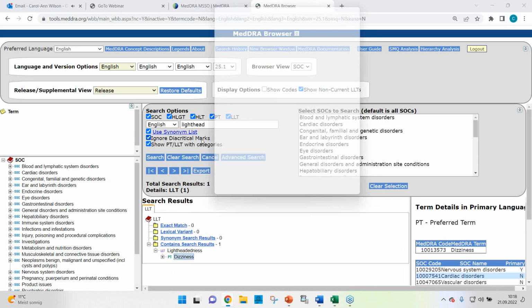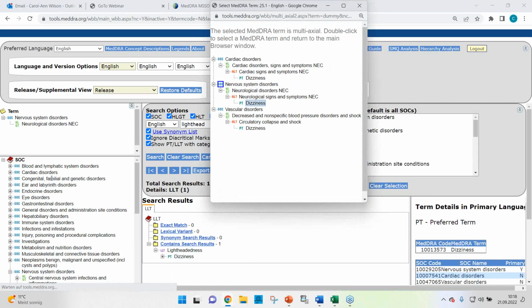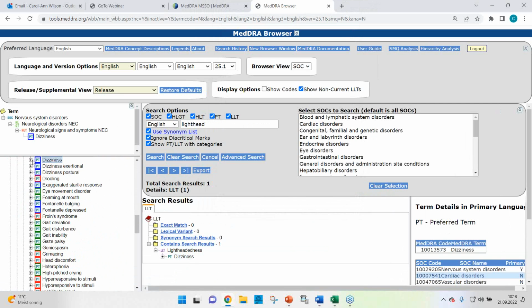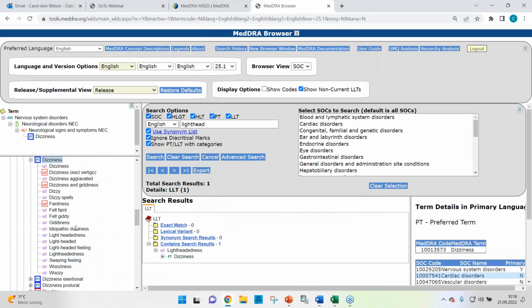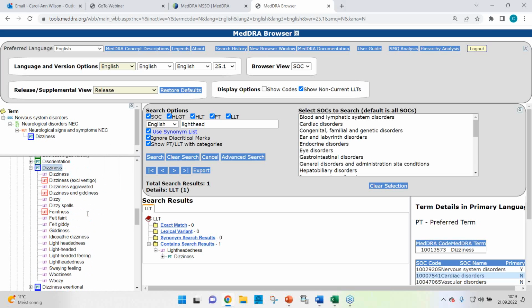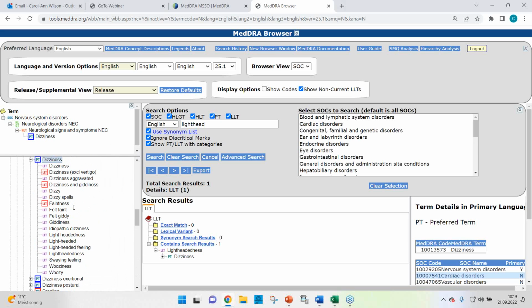If I do a right mouse click and say go to browser, I can look into this PT and check the LLTs underneath. Here we are. Here's the PT dizziness, and we see giddiness, lightheadedness, lightheaded, wooziness, woozy are grouped under this PT. But there's no LLT that would capture the information upon standing, due to standing.